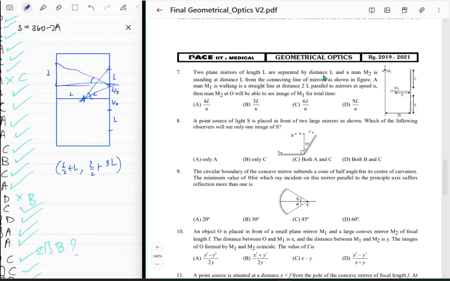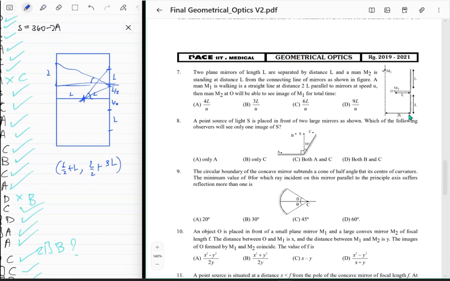But then why did it say it's separated by a distance L? Okay, no, these are not separated by distance L. Only then would you get C as the correct thing. And if they are separated by distance L, then clearly 4L upon U is the answer, not 6L upon U. 6L upon U will be the answer for this diagram, which is not what the question says it is. I still don't get it.